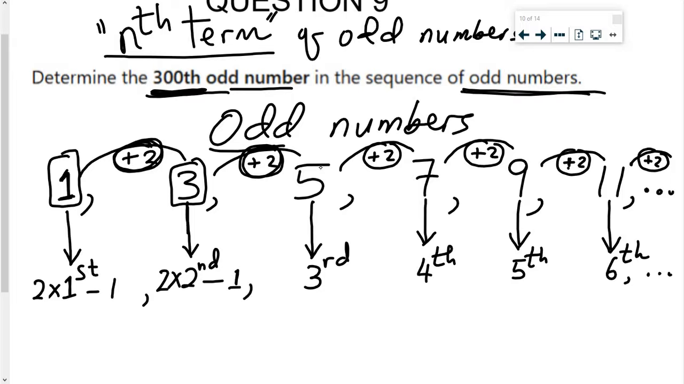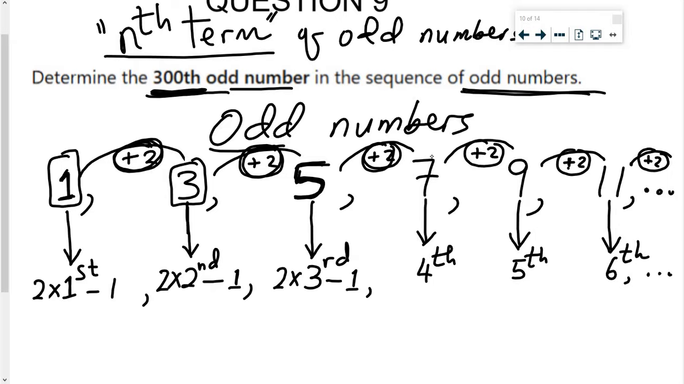The next number, which is 5. Take this 2, multiply it here. You have 2 into 3, that is 6. But we are hoping to get 5, but we got 6. So 2 into 3 is 6. How do we get a 5 out of 6? You have to minus 1. So you can see minus 1, minus 1, minus 1.